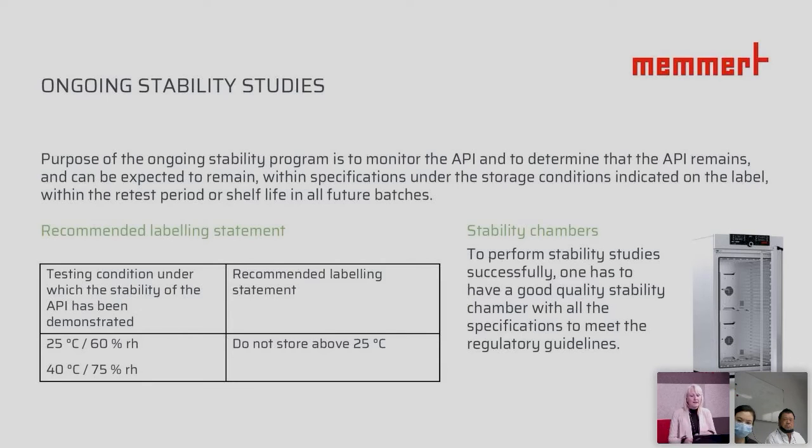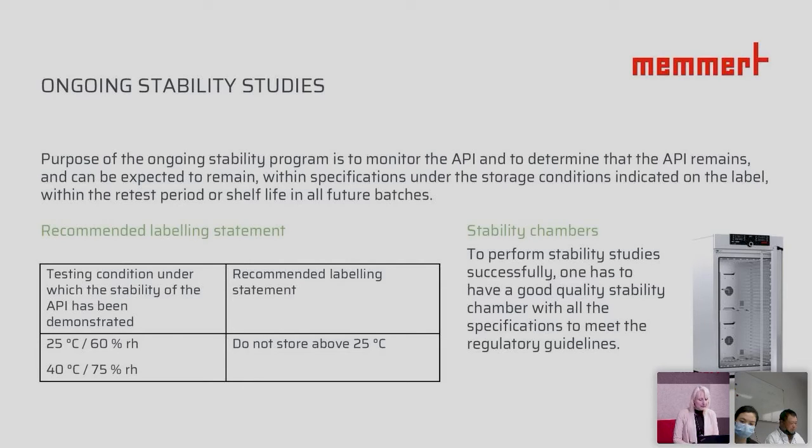And that means now we go on with ongoing stability studying, which is to monitor the API and to determine that the API remains and can be expected to remain within specifications under the storage conditions as indicated on the label within the retest period or shelf life in all future batches. Here there's also an example in regard to the labeling.